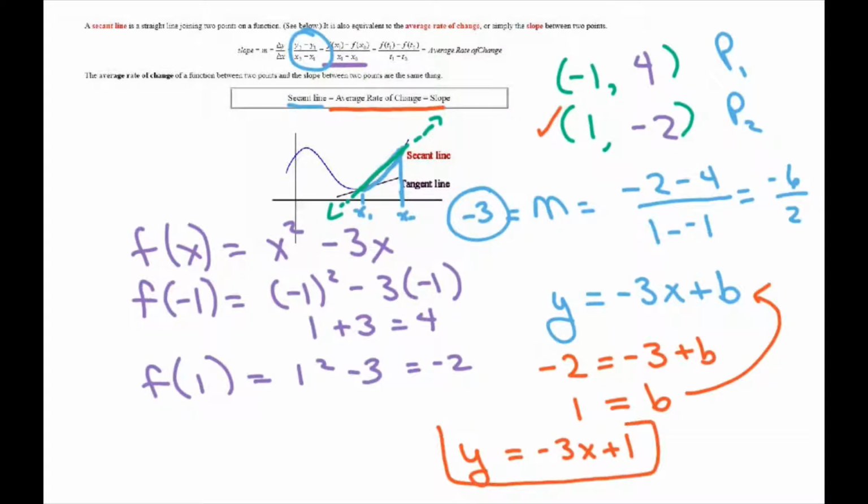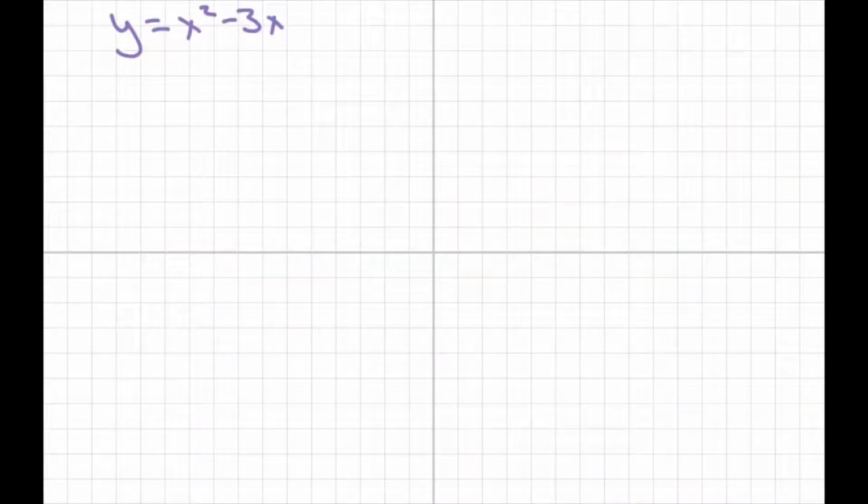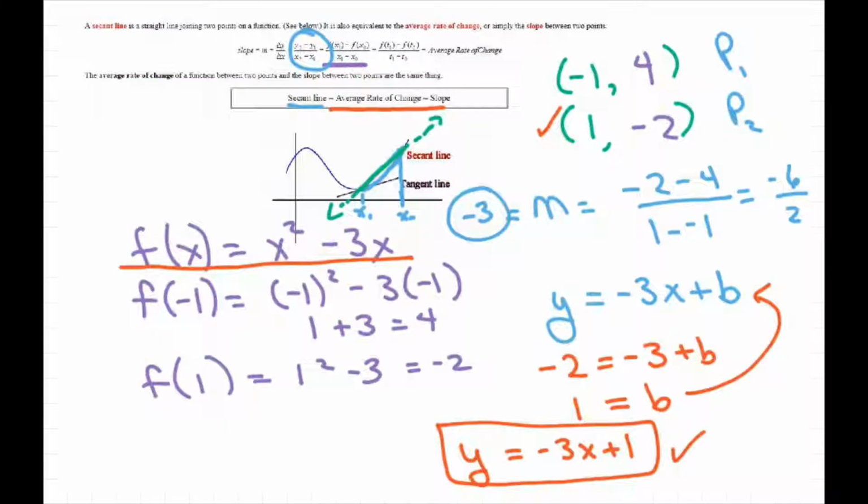All right. Now we're going to graph this right here and this secant line equation and see what it looks like. So I need to memorize these. -1, 4, 1, -2. -1, 4, 1, I forgot already. -2. All right.